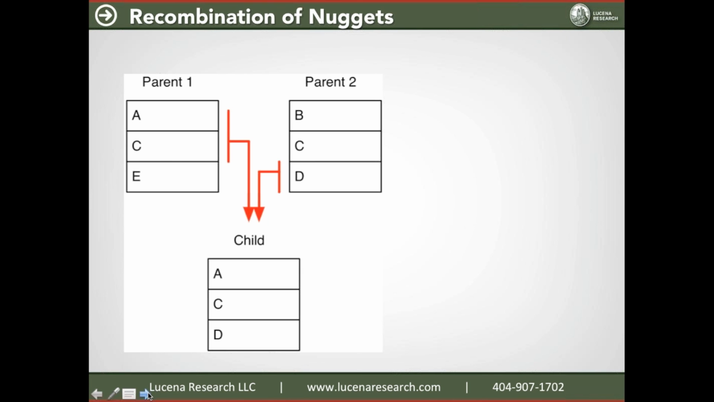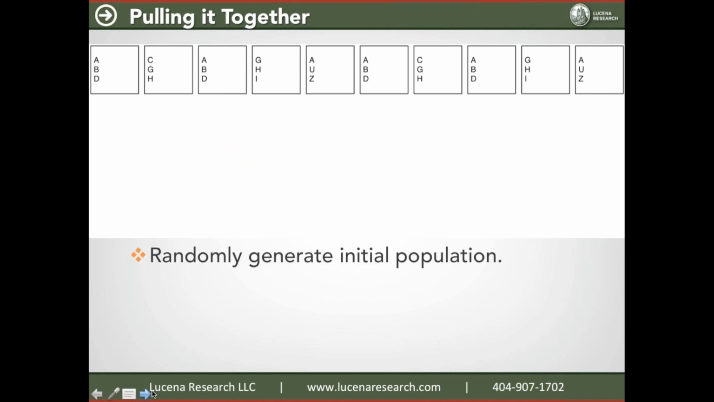We also have mutation, which means that occasionally we randomly select one of the factors to mutate, and we put a random factor in there. So that's crossover and mutation. So here's how it works all together for a large population and multiple generations.